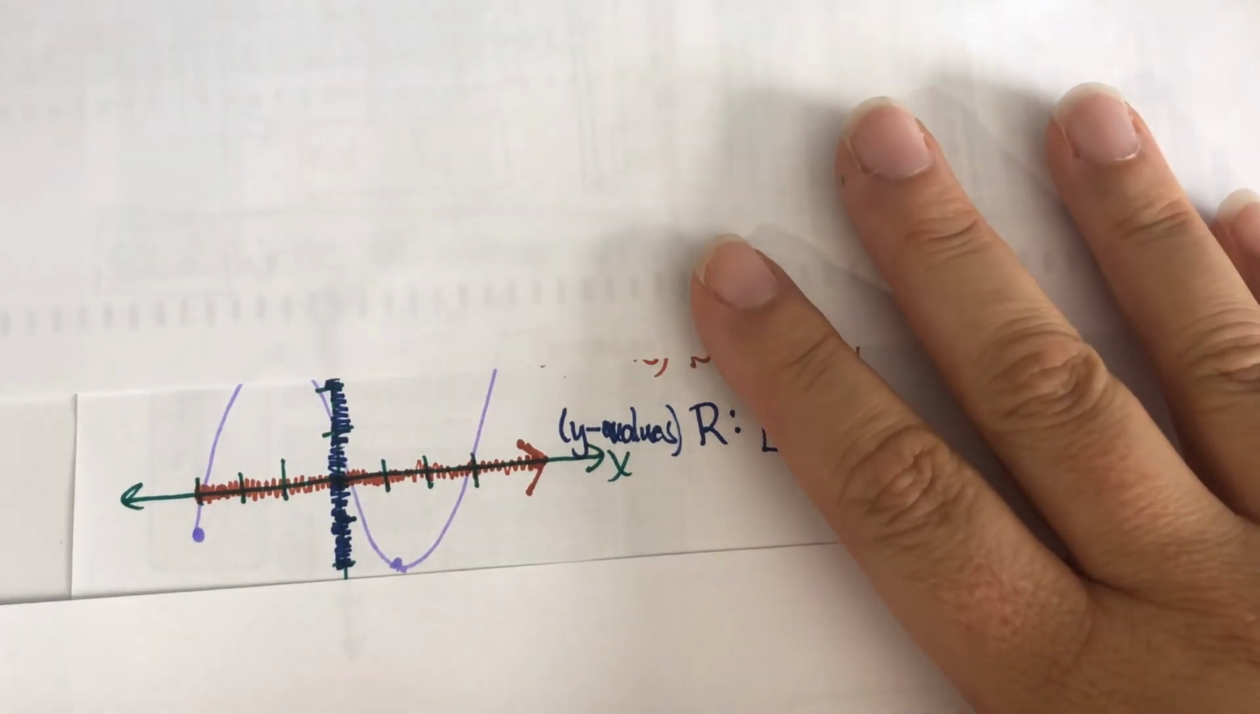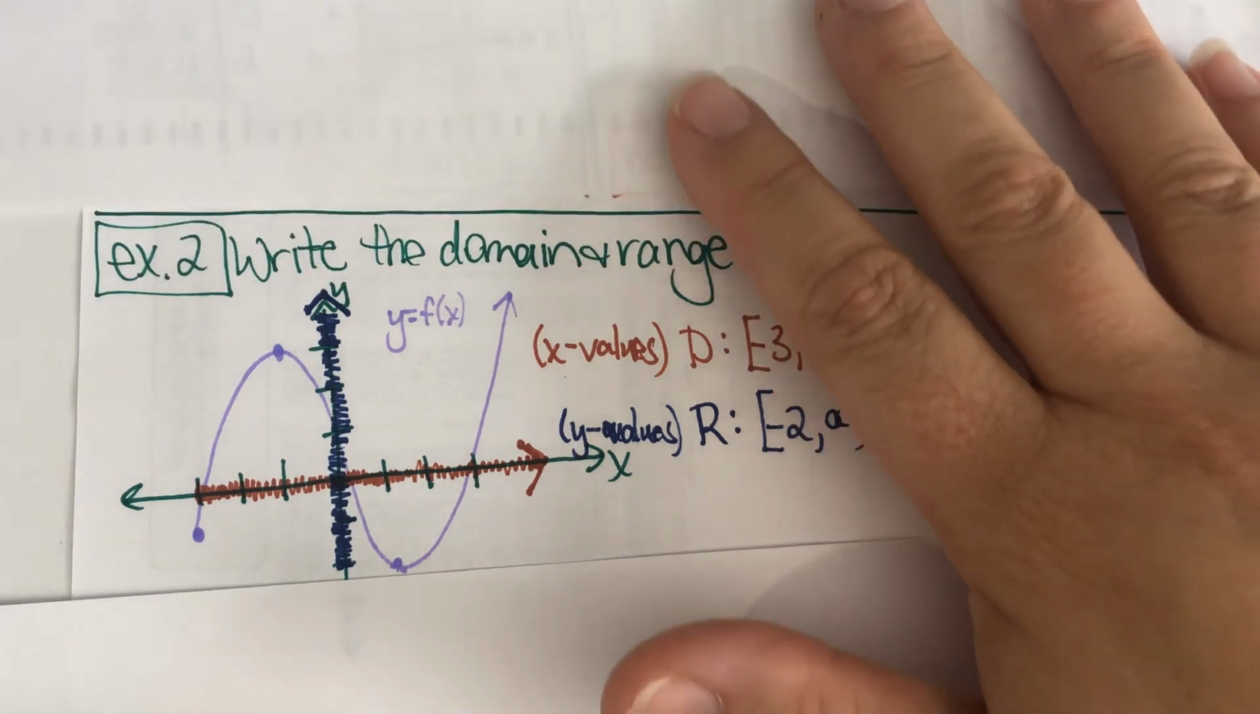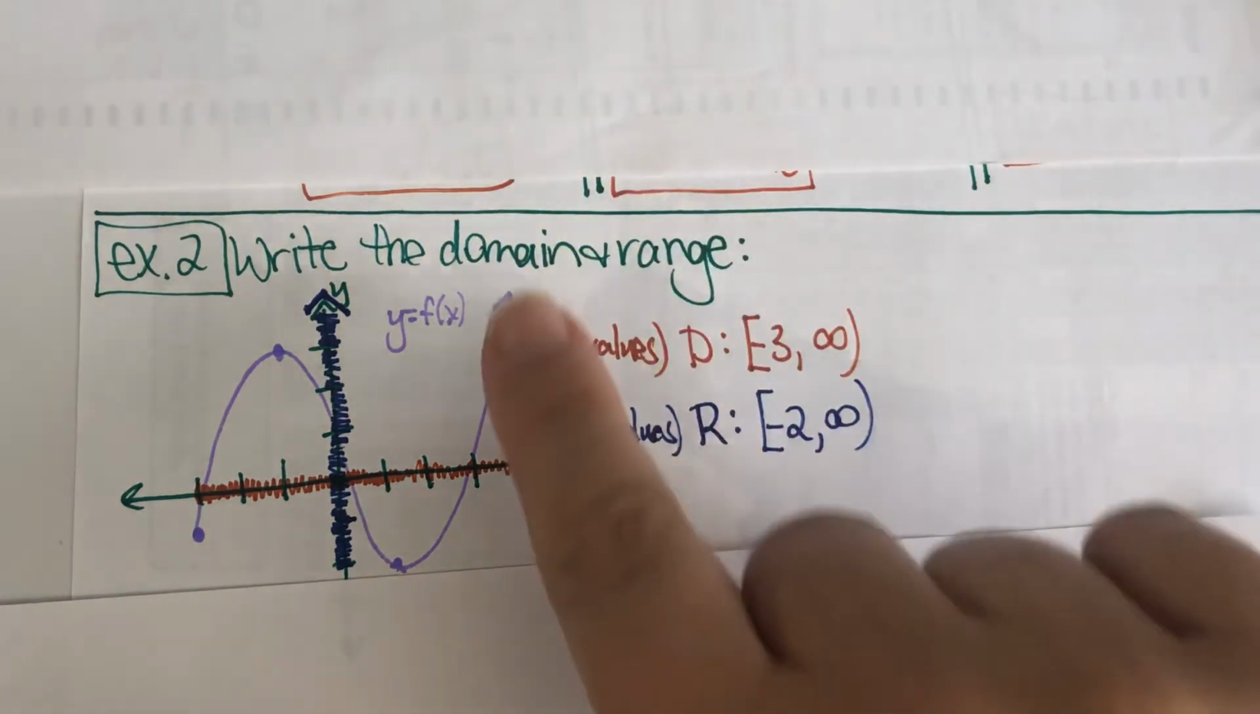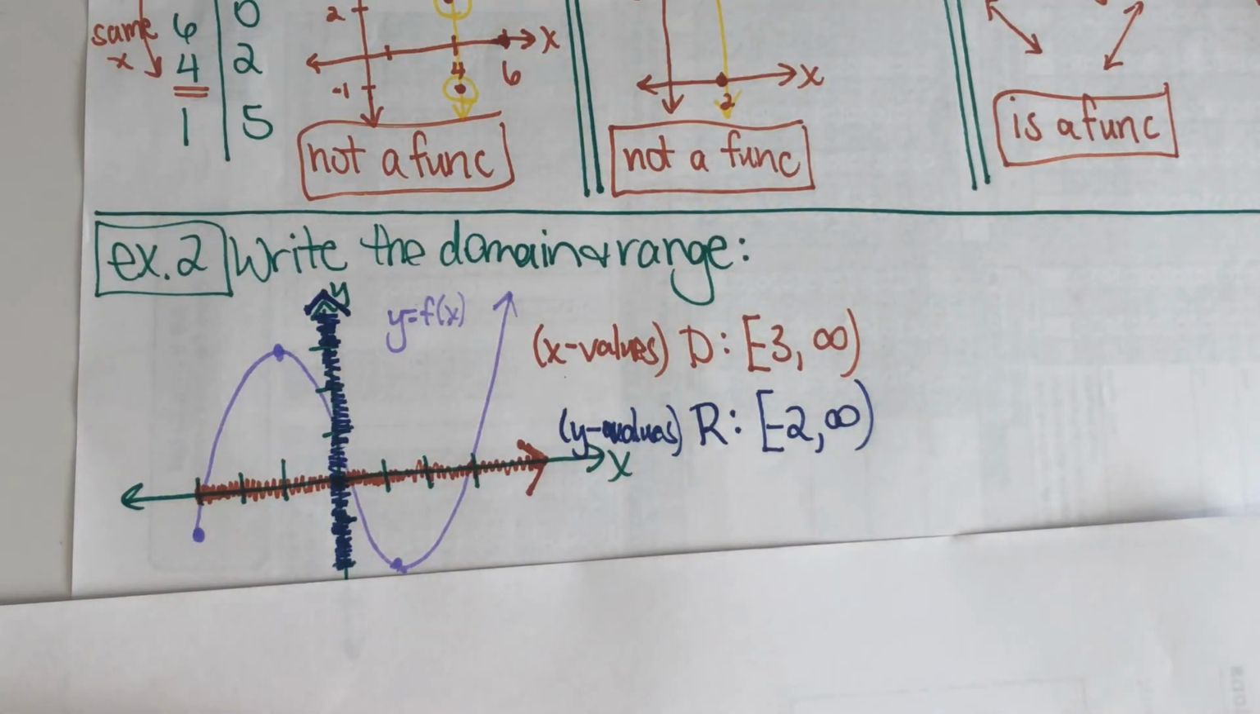If I go up, I still can't have that piece of paper because no matter where I put it, I'm going to be chopping off that arrow at some point because it's going to keep going up. So I need to get rid of that piece of paper and see that this is from -2 up to infinity.